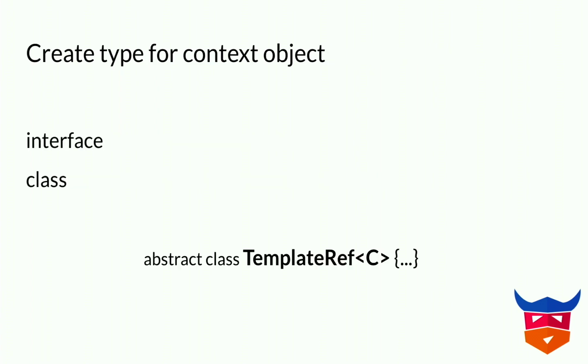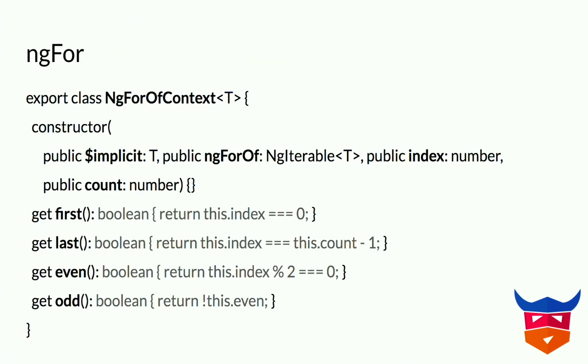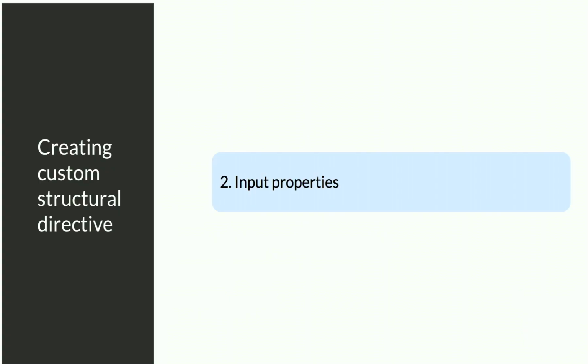It is a good idea to create a type for the context object. As we saw earlier, the TemplateRef has got a generic type for its argument, and so it takes the context object type. We can use either an interface or a class. ngFor uses a class, and so it makes use of the constructor and the getters to create the properties.